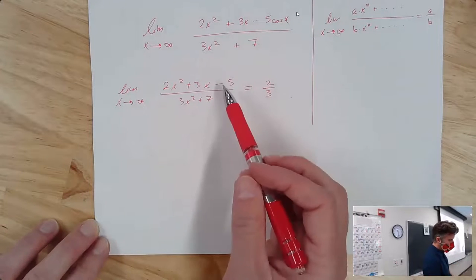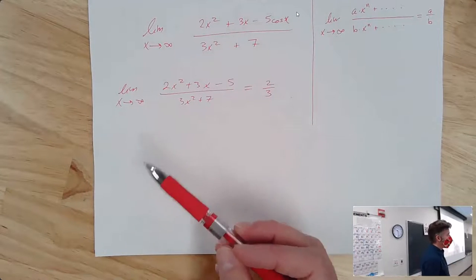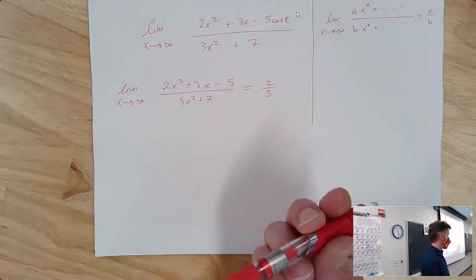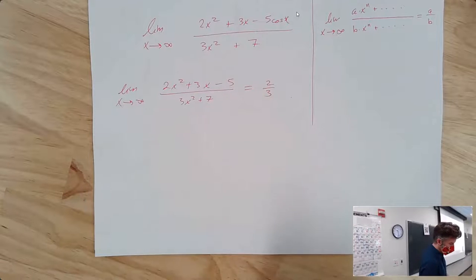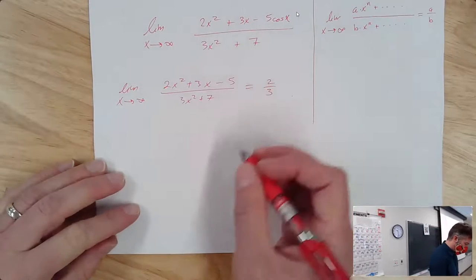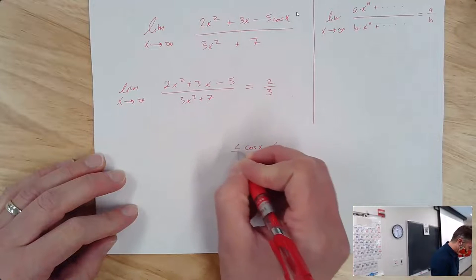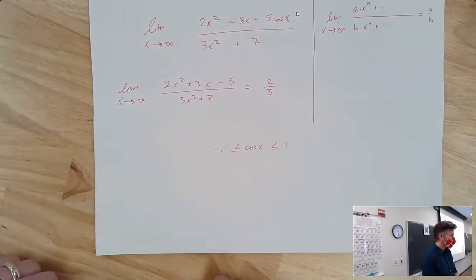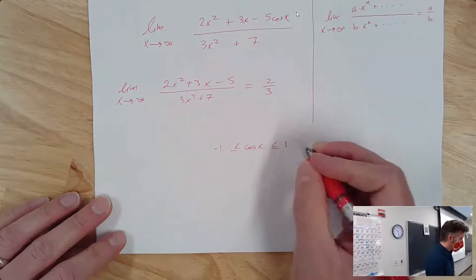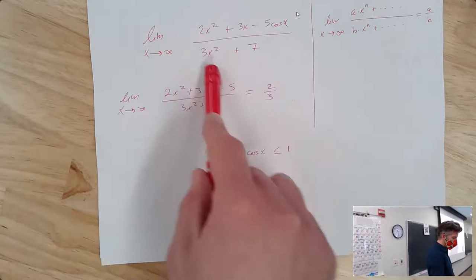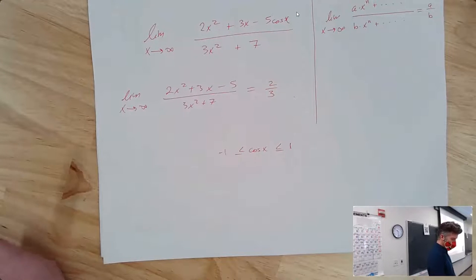But what I want to point out here is that we can, well, not only can we, kind of have to use the squeeze theorem to show that this limit is also 2/3. So here's the way I like to do it. I like to say, well, I know that cosine of x is between negative 1 and 1. That's always where I'm going to start. And then my job is to make this middle part look like the thing I want to take the limit of. So first, I'm going to multiply everything by negative 5.